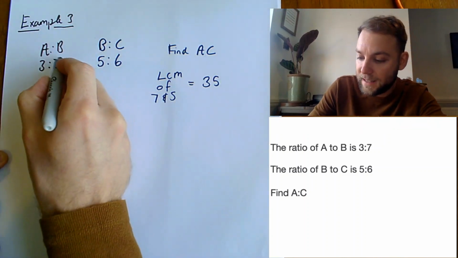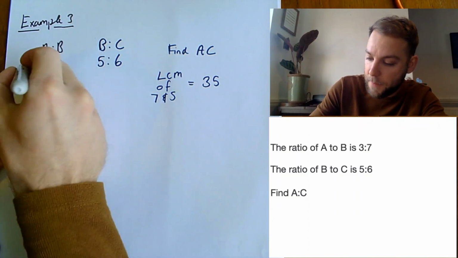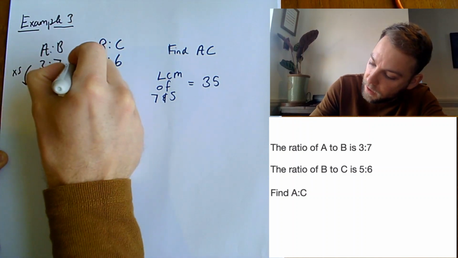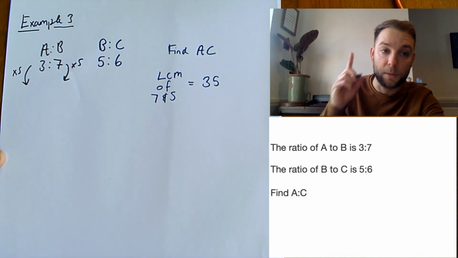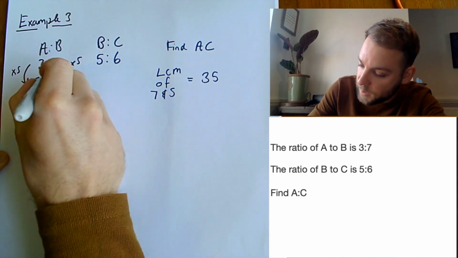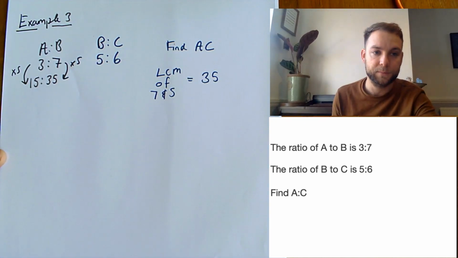So what do I need to times this one by to make it out of 35? Well, I'm going to times this one by 5, times this one by 5. Remember, you've got to do it to both sides. 3 times by 5 is 15. 7 times by 5 is 35.